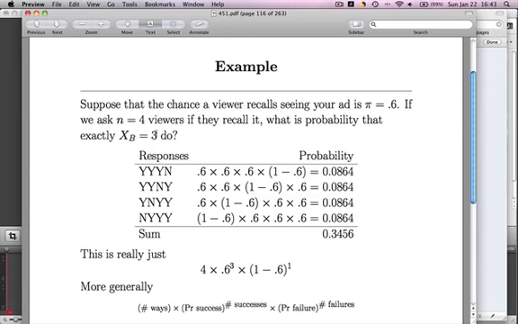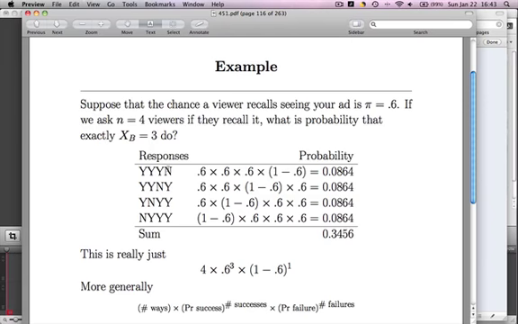Let's think about this. There are 4 possible ways that I can get 3 yeses out of 4 tries. Let me enumerate those for you here. This first row means that the first person to call says yes, the second person says yes, the third person says yes, and the fourth person says no. Another possibility is that the first 2 people say yes, the third person says no, and the fourth says yes. The third way is that the second person says no, and the last way is that the first person says no. So I claim there's only 4 ways that I can get 3 yeses out of 4 tries.